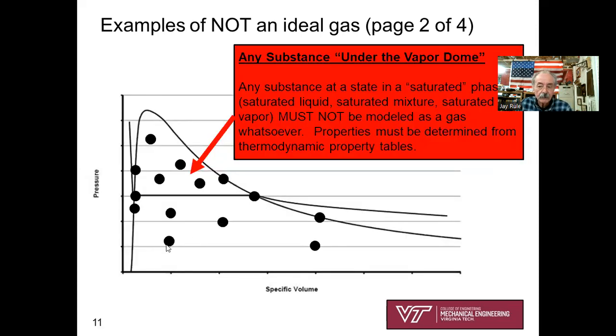Now, let's be a little more generic in terms of helping you with your problem solving. Pressure volume diagram with a vapor dome. Any dot that you see, each one of these dots is a state. Any state that you see that's under or on the dome must not be modeled as an ideal gas. Not ideal gas. You got to commit that to memory. Under the dome, on the dome, not ideal gas.